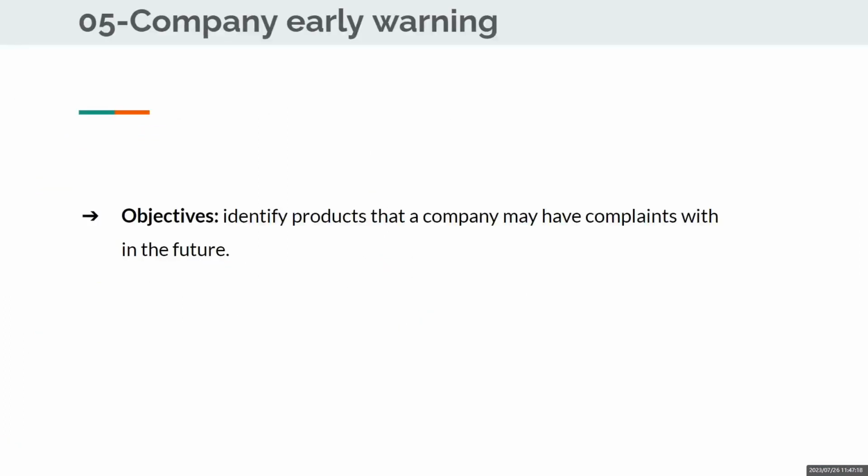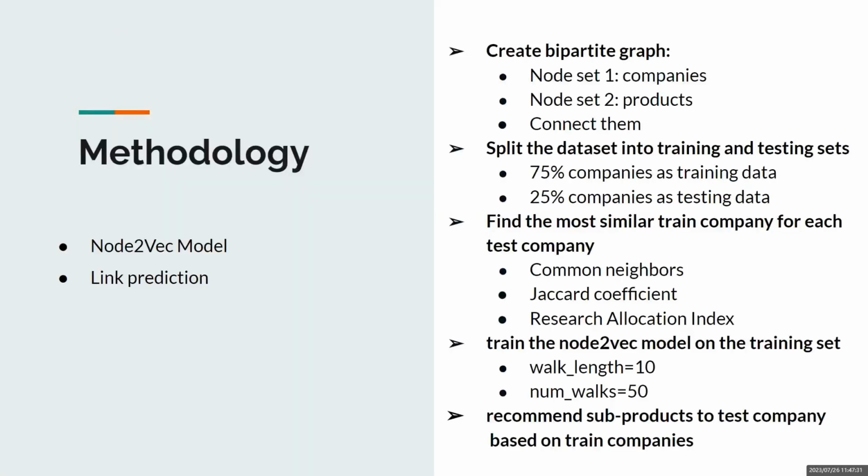The next part is the company early warning, which means we need to identify a product that a company may receive complaints about in the future. Our methodology mainly uses the node2vec model and link prediction. Step 1 is to create a bipartite graph. One partition is companies, the other partition is products. If there are complaints of company A about product B, then we connect A and B.